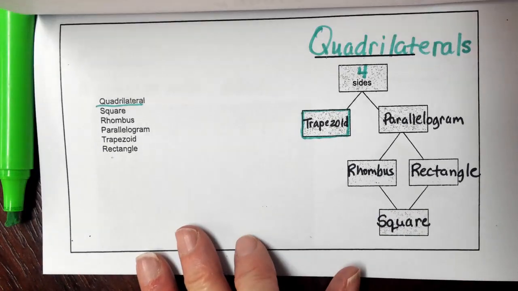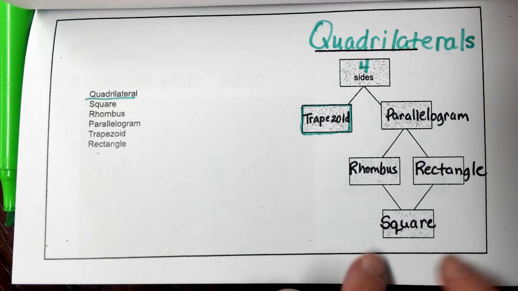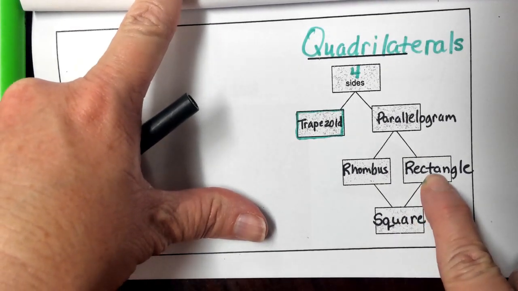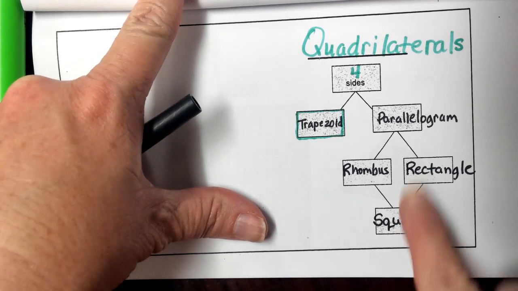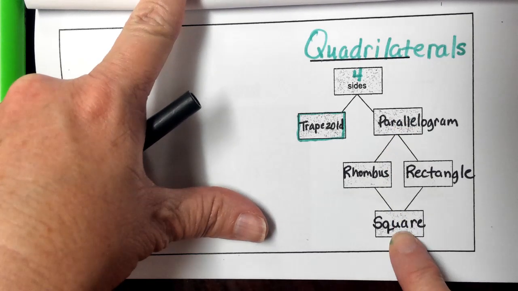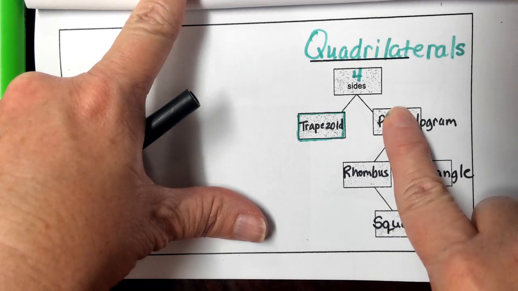So filling this out will help you be able to kind of think about what quadrilaterals are. So if you're a square, can you be called a rectangle? Yes, you can. But are all rectangles considered a square? No, they are not. Parallelograms. Are parallelograms automatically squares? No. Are squares automatically parallelograms? Yes.